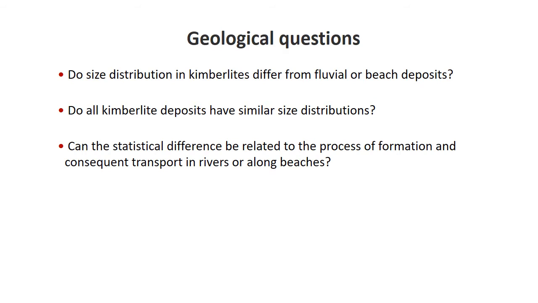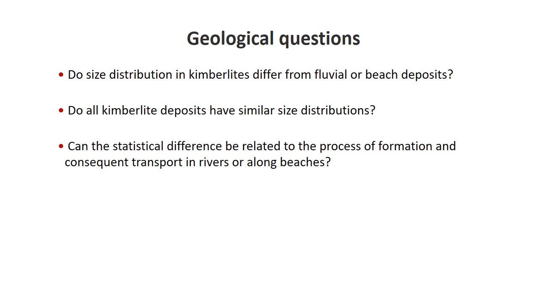So even though diamonds are hard, they tend to get filtered through the system. And this filtering creates different diamond size distributions. But are these size distributions of different types, or are they just parametric differences? Similarly, do all kimberlite deposits have similar size distribution, and what would that essentially mean?